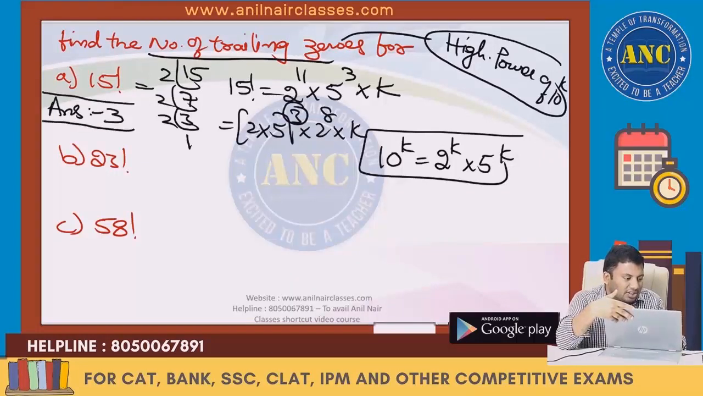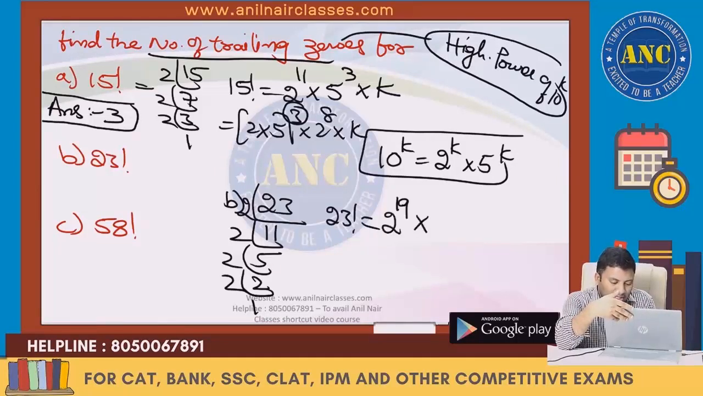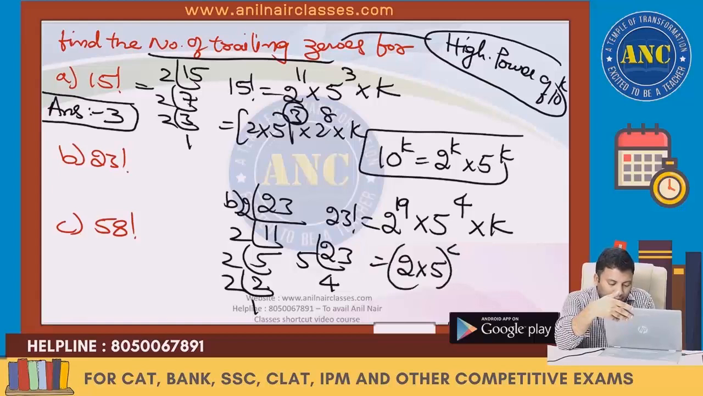First one, the answer is 3, which is nothing but the highest power of 5. Second question, 23 factorial: 23 divided by 2, 2 11s are, 2 5s are, 2 2s are and 2 1s are. 23 factorial has 11 plus 5, 16, 18, 19, so 2 power 19. Into 5: 5 4s are 20, so 5 power 4 into the remaining prime bases. So it is 2 into 5 power 4 into 2 power 15 into k.